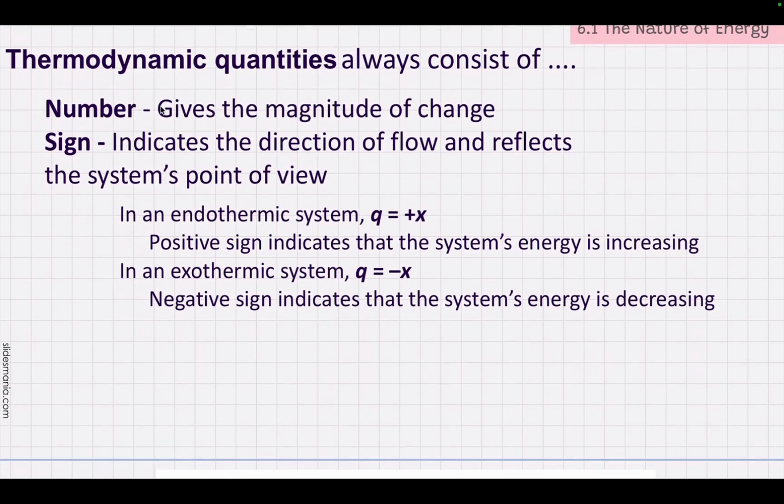So when you have these numbers, like we've been talking about with the q, the positives are always in terms of the system. So the positive means the system is going to increase in energy, and the negative means the system is going to decrease in energy.